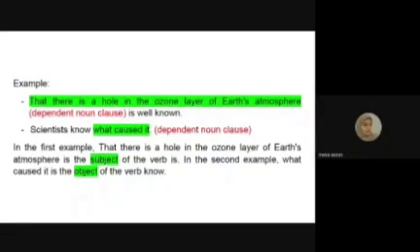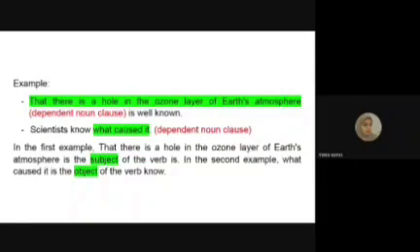So in the first example, that there is a hole in the ozone layer of Earth's atmosphere is the subject of the verb is, and we have well known as a complement. In the second example, what caused it is the object of the verb know. So scientists is the subject, know is the verb, and what caused it is the object.